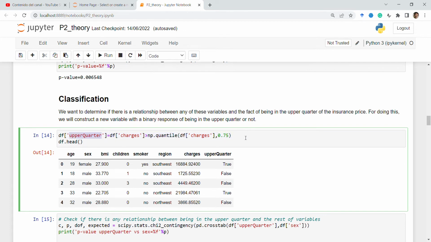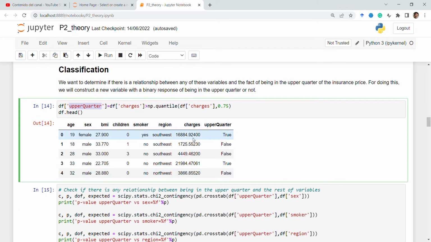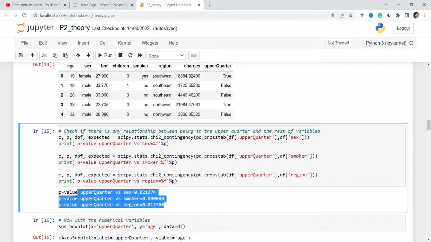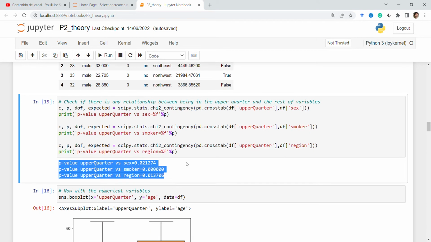Okay, now we will construct this upper quarter variable. So this is the way to do it, and now we will see whether this person is in the upper quarter, this person is not, this person is not, but this person is, and so on. Okay, so we will check whether there are relationships between each one of the variables and being in the upper quarter or not. So there is a relationship between sex and upper quarter, smoker and upper quarter, and the region and upper quarter.